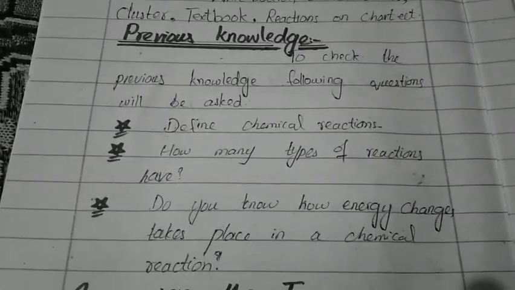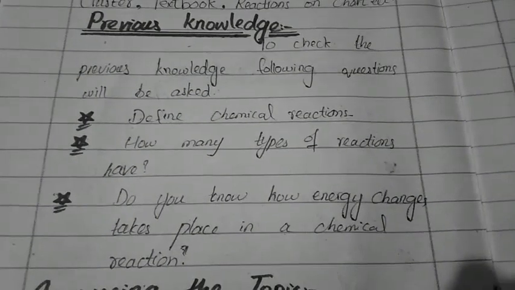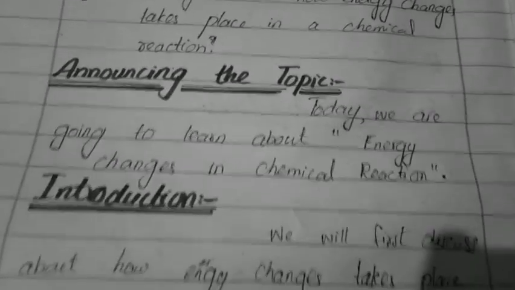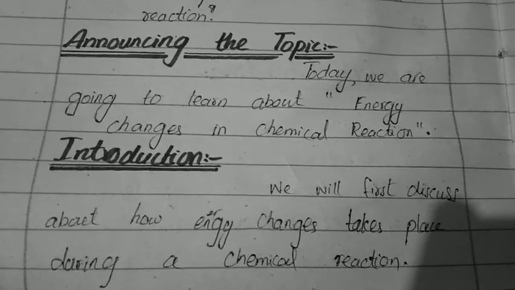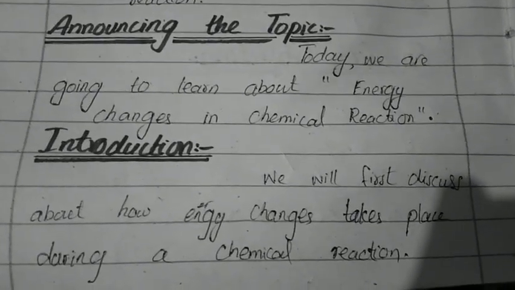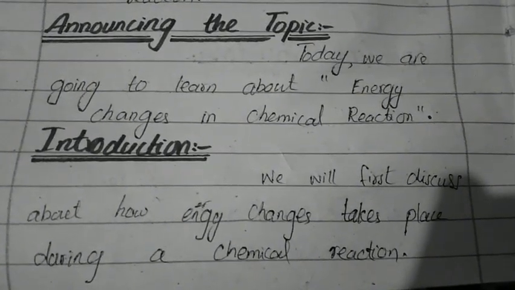To explain the energy change in chemical reaction, teaching methods: demonstration method, lab method, lecture method. Teaching aids: whiteboard, board markers, duster, textbook, reaction chart, character chart etc. Previous knowledge: to check the previous knowledge, the following questions will be asked.